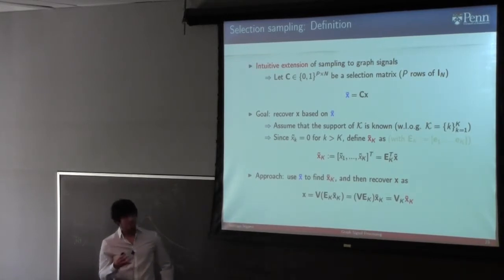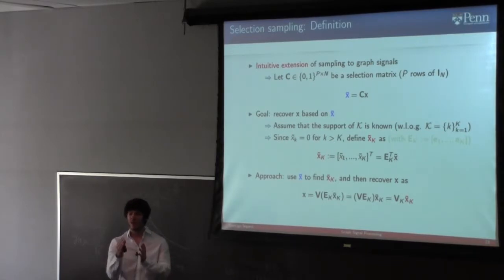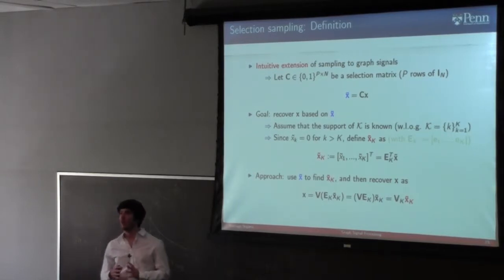Well, formulating that is not very hard. So you have a signal X, and then we're going to have a fat binary matrix C that will be a selection matrix. And that will give us X bar, which is just P values of X. The quantity P has nothing to do with statistics. And then the idea would be to recover X from X bar.